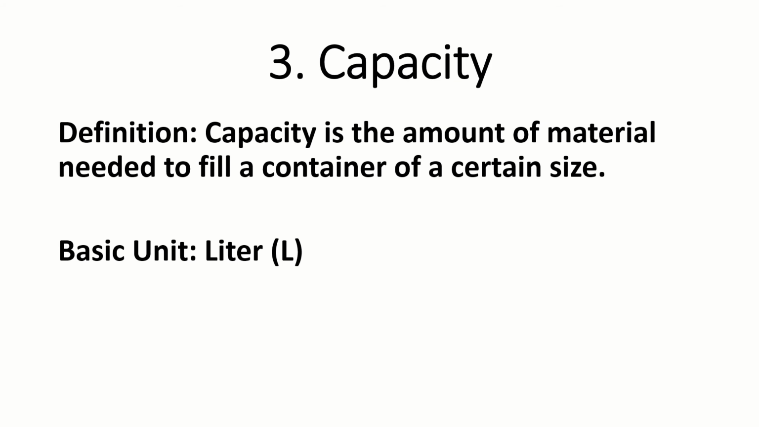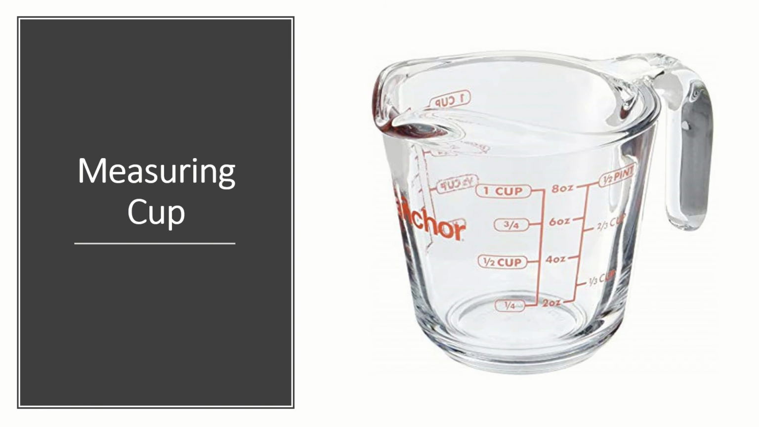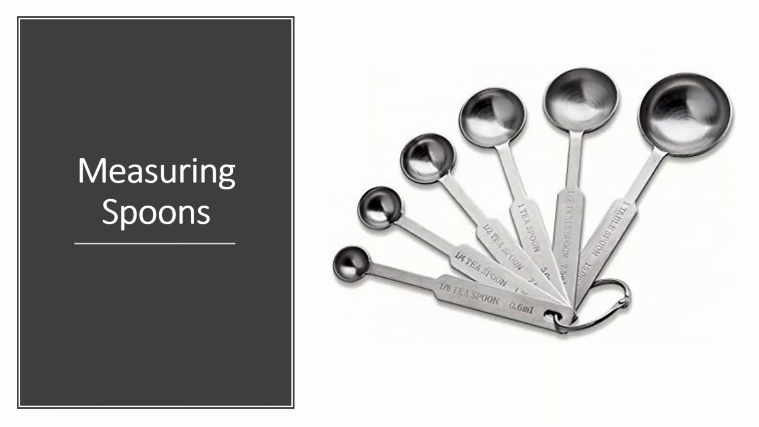Third is capacity. So when we talk about capacity, it's the amount of material needed to fill a container of a certain size. So the basic unit is a liter. So in laboratories, again, we usually use a graduated cylinder. And then for baking or cooking, we usually use a measuring cup. And we also have our standards intended for teaspoon, tablespoon. The tool to be used for that would be the measuring spoons.